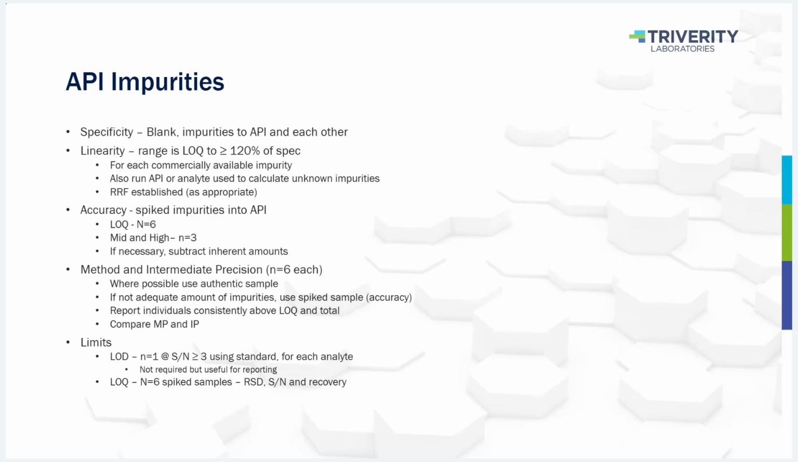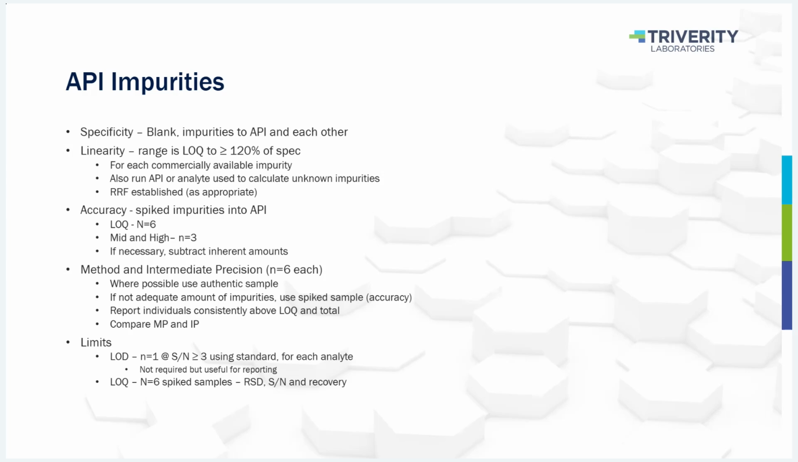You also want to run your API, or your analyte that is used to calculate unknown impurities. So if you're running a standard that you're calculating against and it's your API, then that also needs to have linearity. And you're going to use the linearity of your API and the linearity of those impurities. You're going to compare the slopes of those to determine your relative response factor if you need to.